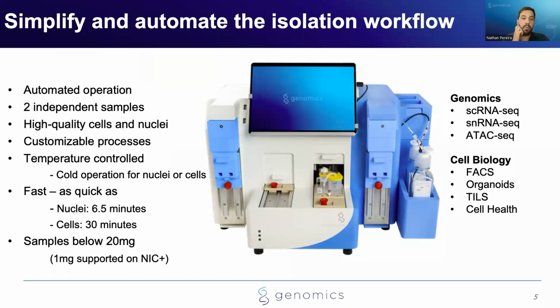It also is pretty robust for small sample sizes. So we just released about 6 months ago an updated nuclei isolation cartridge plus that goes down to 1 milligram of tissue. And that's been being used in a variety of frozen tissues down to 1 milligram in size.